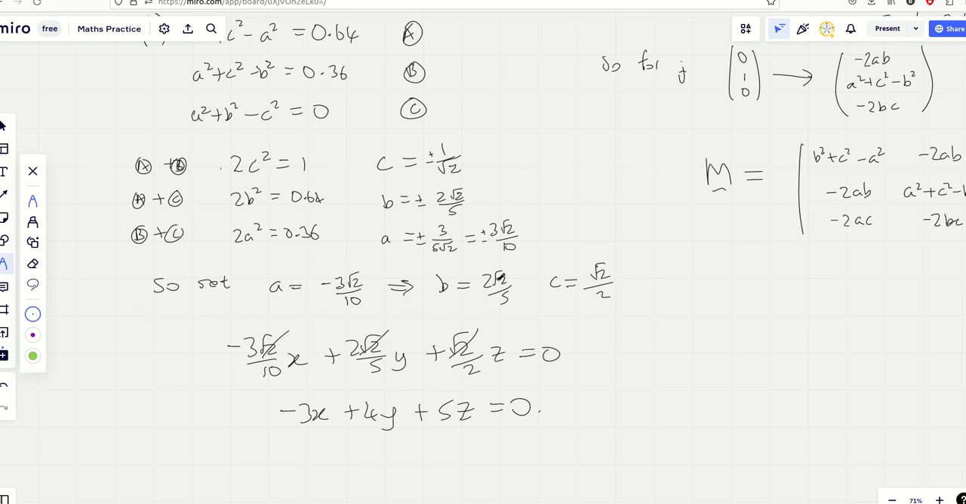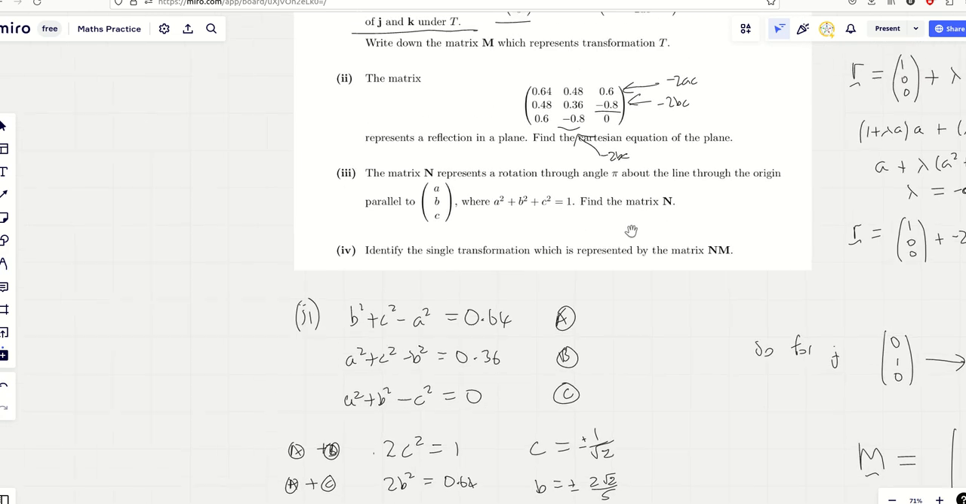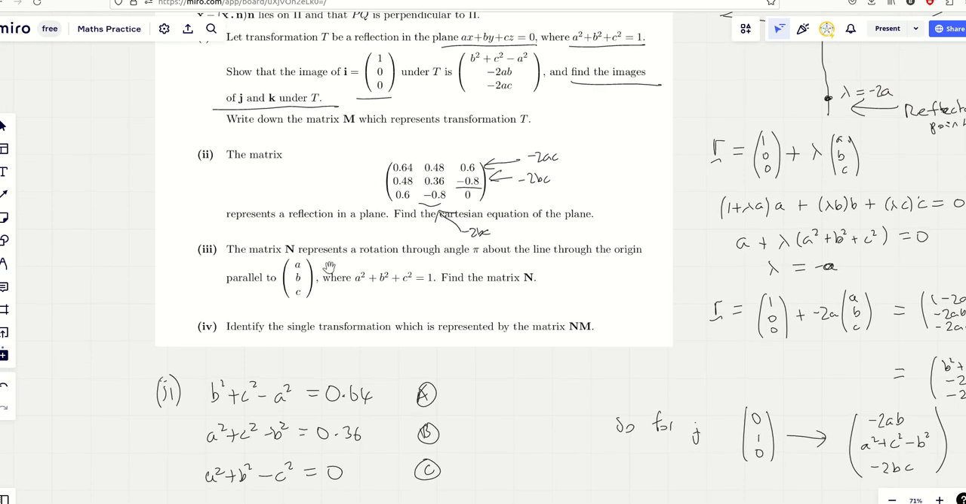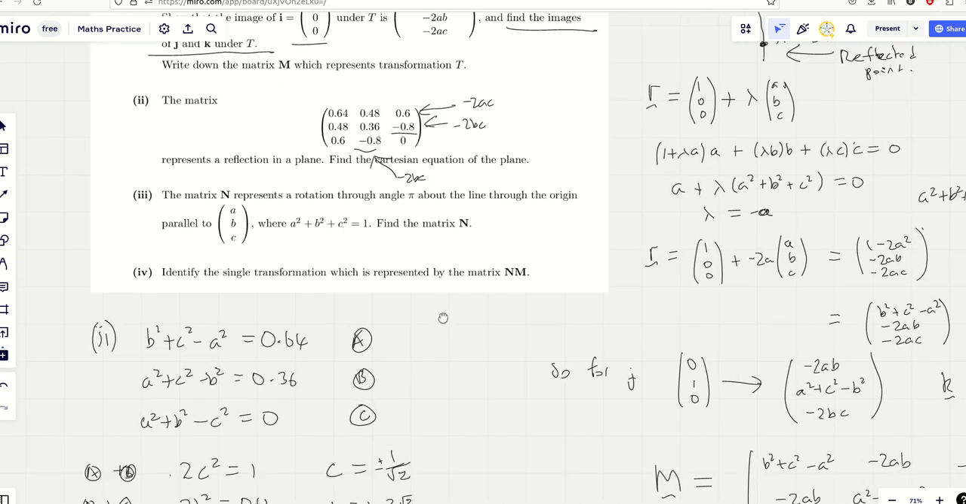Obviously, if we'd done A as positive, then B and C would have been negative, but you end up with exactly the same result. Okay, part 3. The matrix M represents a rotation through angle pi about the line through the origin, parallel to this vector, where a squared plus b squared plus c squared is 1. Find the matrix M.